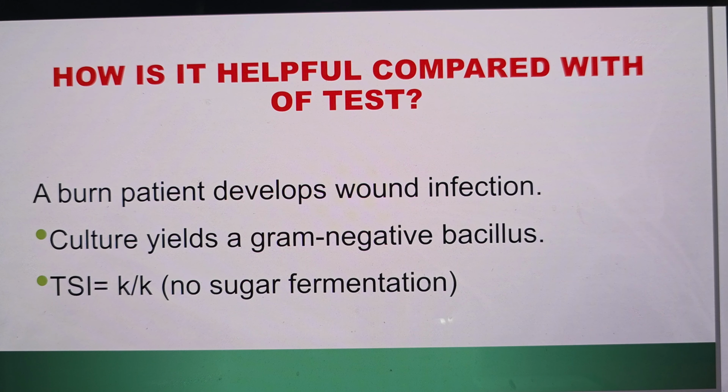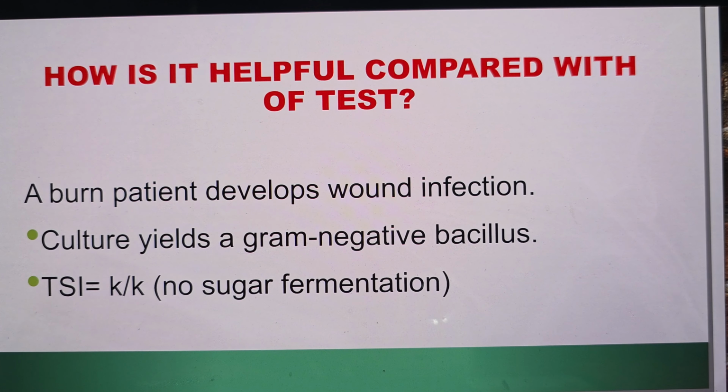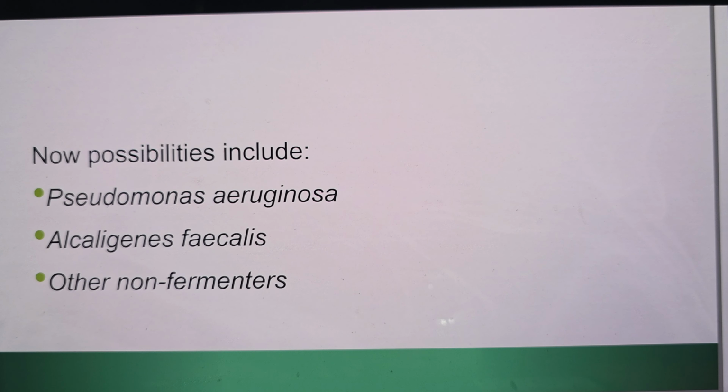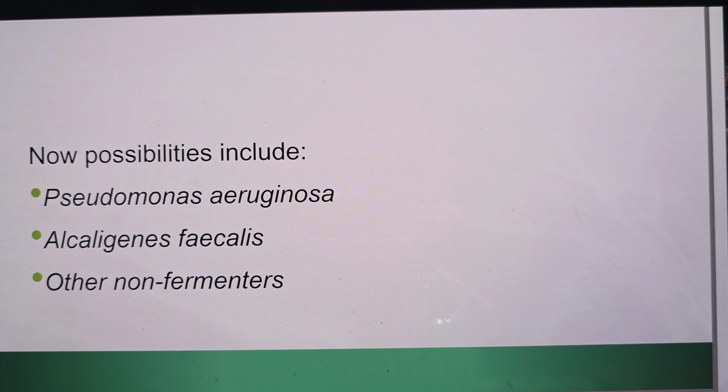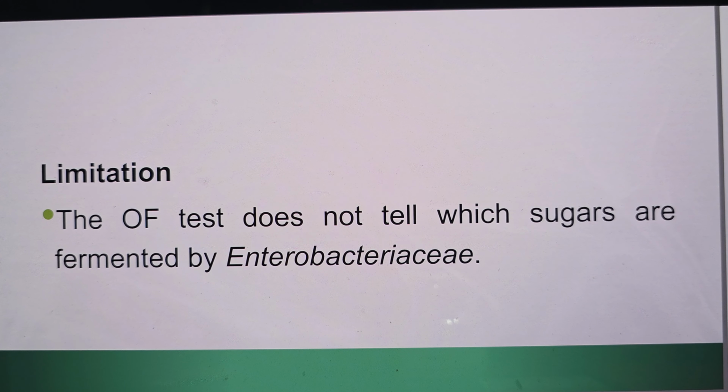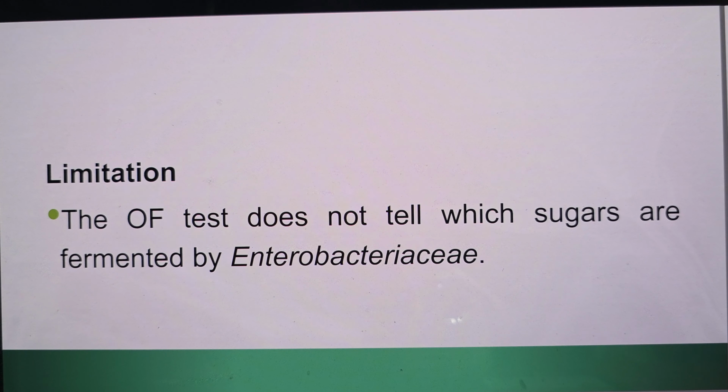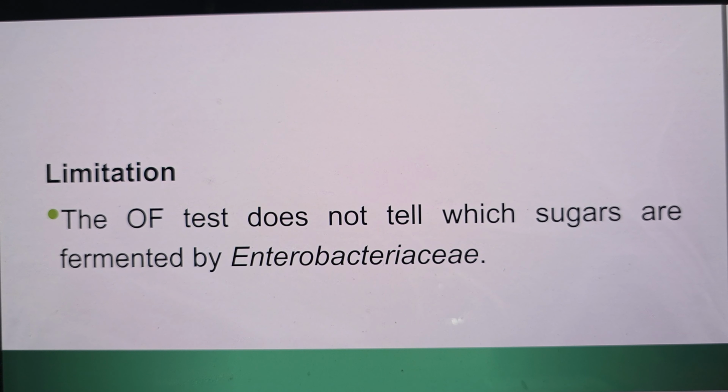How is it helpful compared with the OF test? A burn patient develops wound infection, culture yields a gram-negative bacillus, TSI K/K, that is no sugar fermentation. Now possibilities include Pseudomonas aeruginosa, Alcaligenes faecalis, other non-fermenters. The limitation is that the OF test does not tell which sugars are fermented by Enterobacteriaceae.